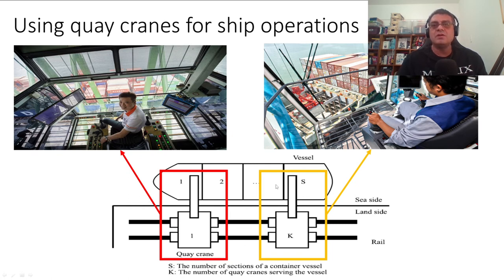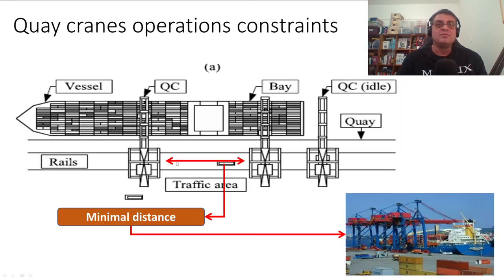And once you determine the number of quay cranes, what's important, for example, is that we have to keep a minimal distance between quay cranes. A quay crane is a very, very big, large structure. So this quay crane cannot overpass this other quay crane. Since they are rail mounted, they are giant structures like buildings. You can see that they cannot overpass each other, and your model should consider this.